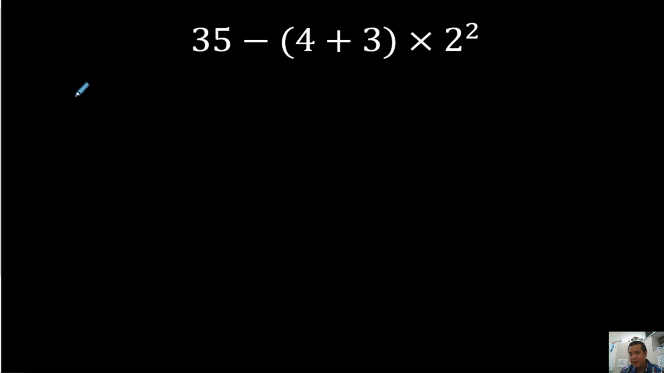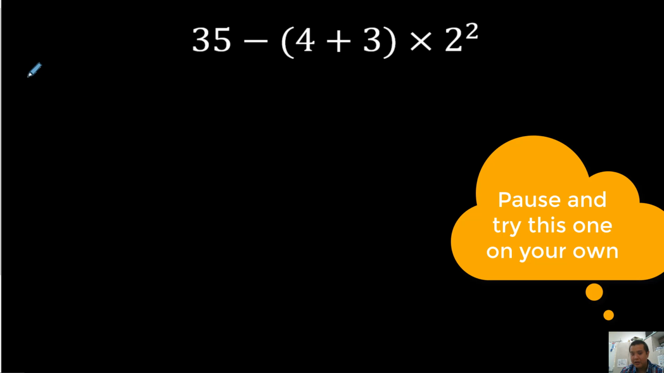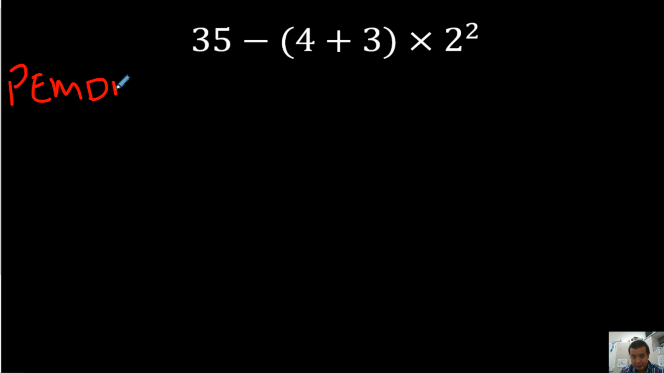Go ahead and try this one on your own and press pause on the video. So again, I'm going to write the order of operations. Okay. And according to this, we need to do parentheses first. So inside the parentheses is 4 plus 3. So that is what we're going to do. We're going to start with 35, because we want to keep everything the same, minus 4 plus 3 is 7 times 2 squared.